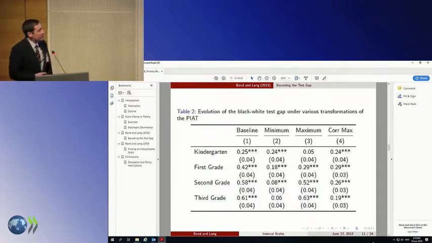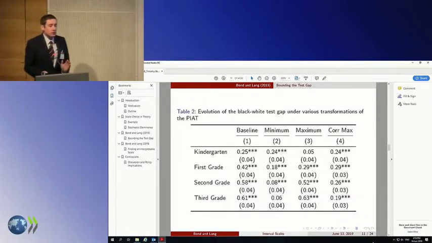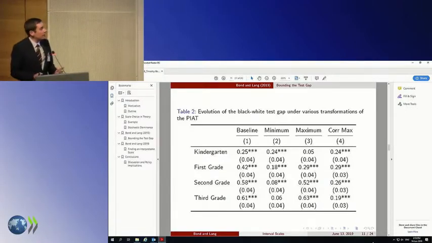Our correlation maximizing transformation is a little bit different here, and it's interesting. We're maximizing the correlation between your pre-kindergarten test and your third grade test. We actually see a flat gap. So we see something very different than what the baseline would have told us if we had just used standard deviations of the published scale.